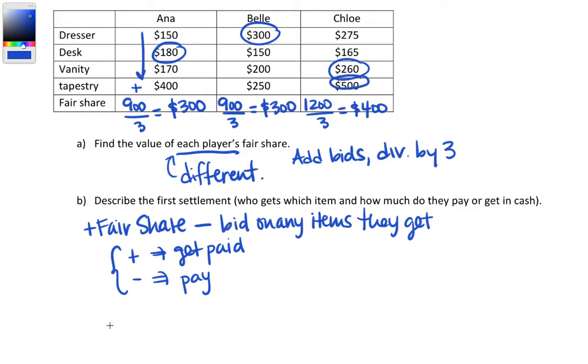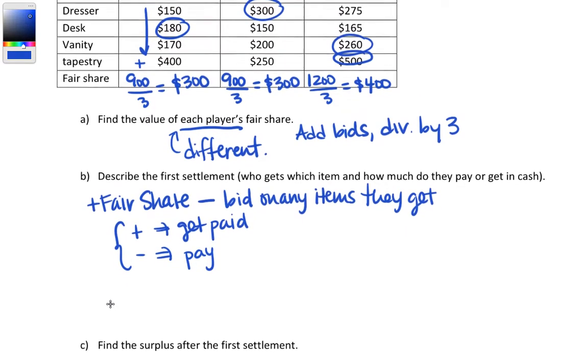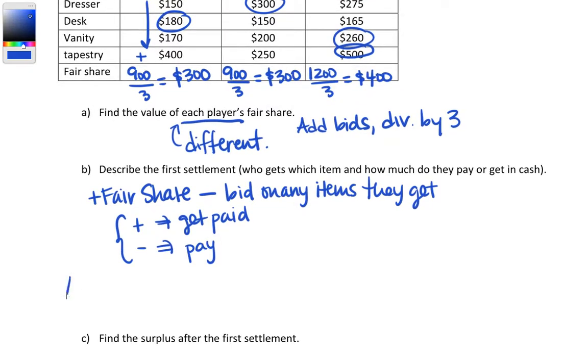Okay, so let's first deal with Anna. Anna's going to get her fair share, so she gets 300, and we subtract off her bid on any items that she got. So she got that desk and she paid 180 for it, which leaves us with, she gets $120 and she gets the desk.